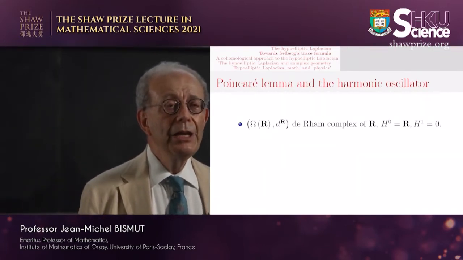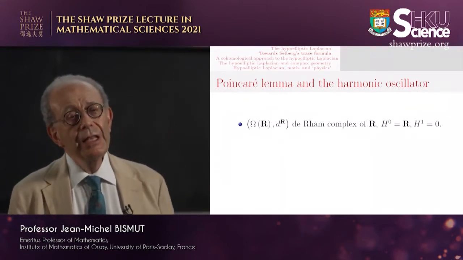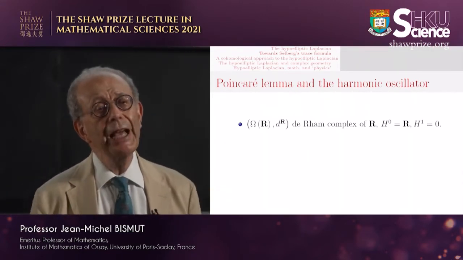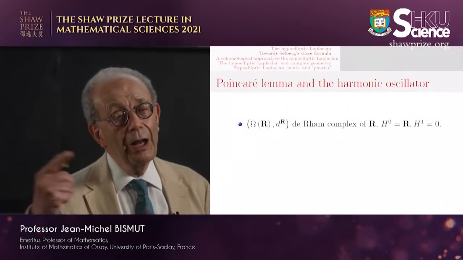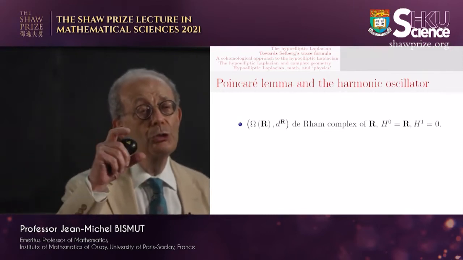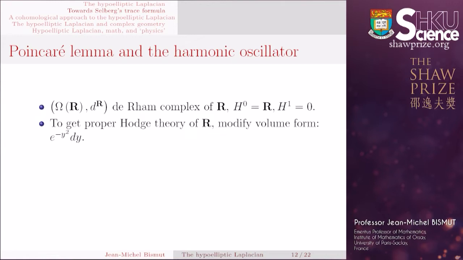So, let me introduce the de Rham complex on the real line. This is a very simple object. It's just made of smooth sections of the exterior algebra of R. If you like, it's two copies of the smooth functions of R. It's equipped with a de Rham operator, and it's well known that the cohomology of R is made of two pieces. H0 is equal to R, and H1 is equal to 0.